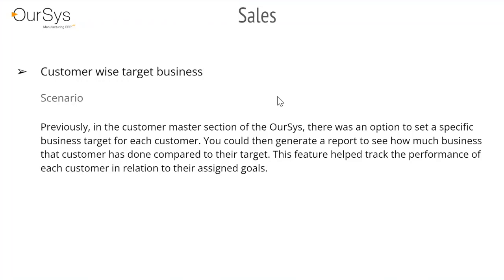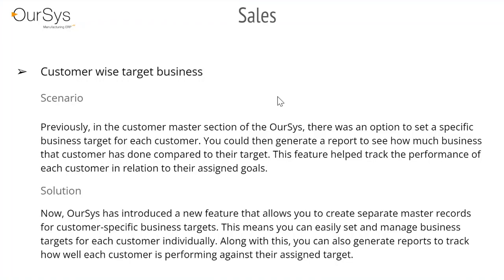So what we have done in this version is we have added a feature that lets you create a separate master record for customer specific business target. That means you can now set and manage business goals for each customer individually. Additionally, you can generate a report to see how well each customer is doing in meeting their assigned goals. This helps in tracking performance more efficiently for every customer.